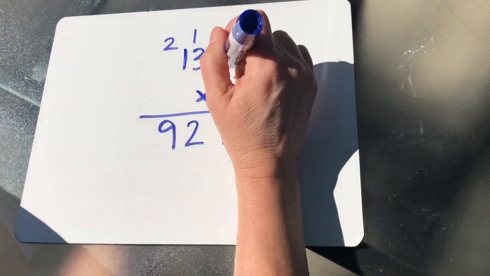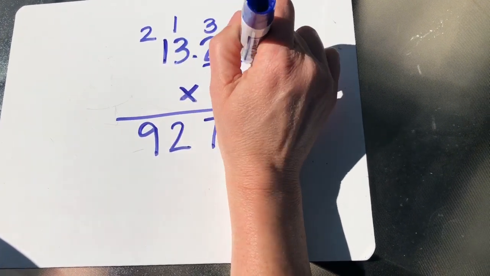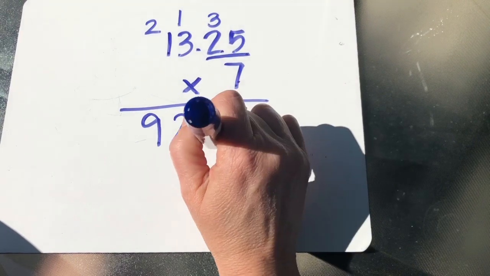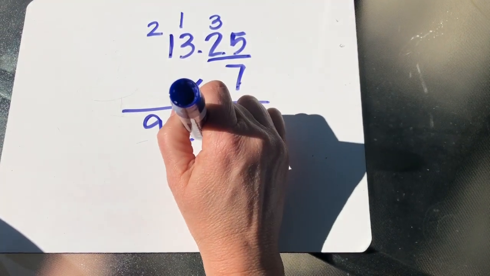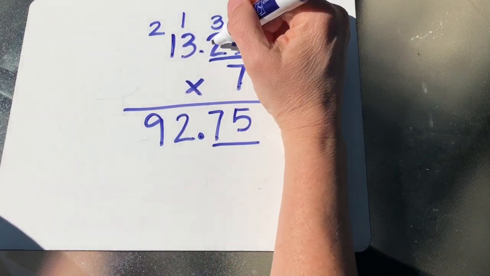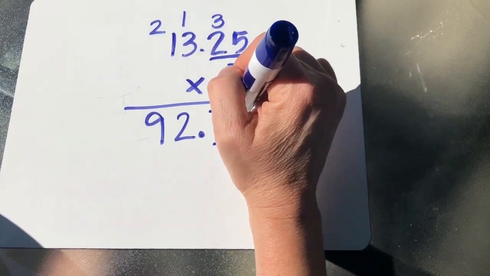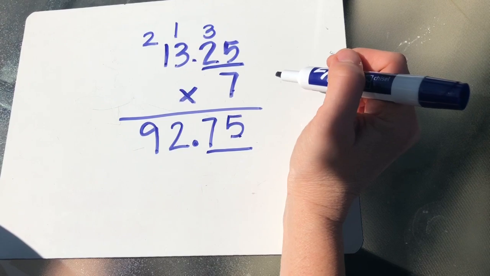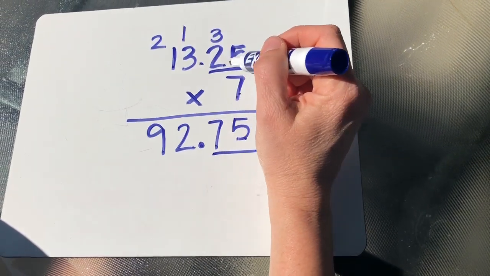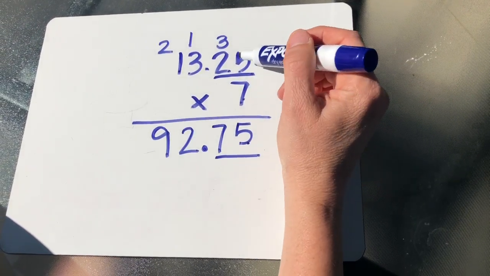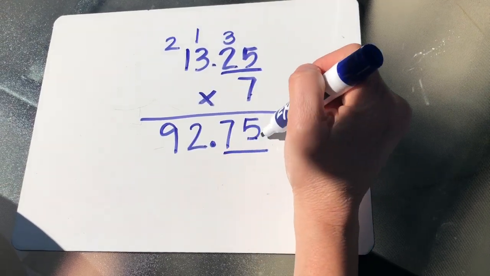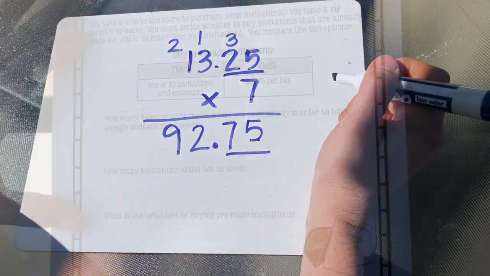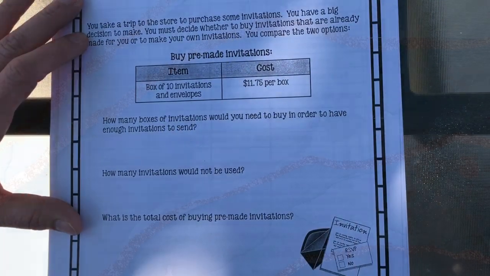And then I have hundredths in the numbers that I'm multiplying, so I need to have hundredths in my answer. So there are 2 places to the right of the decimal, so I need 2 places to the right in my answer. So just make very sure that you check how many numbers you have to the right of your decimal in both of the numbers, and then make sure that you have that many numbers to the right of the decimal in your answer. And that's it for day 2.